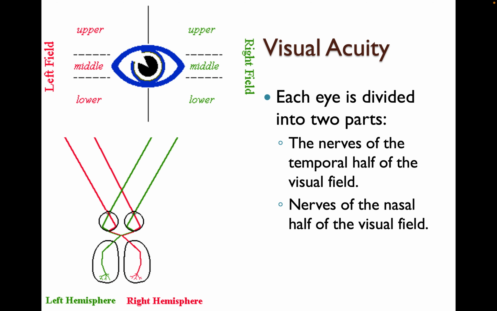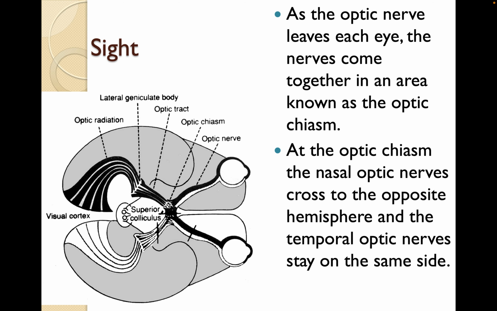Each eye is divided into two parts, the nerves of the temporal half of the visual field and the nerves of the nasal half of the visual field. The temporal half, of course, is on the outside of your eye, and the nasal half is on the inside of your eye. As the optic nerve leaves each eye, the nerves come together in an area known as the optic chiasm. At the optic chiasm, the nasal optic nerves cross to the opposite hemisphere, and the temporal optic nerves stay on the same side.